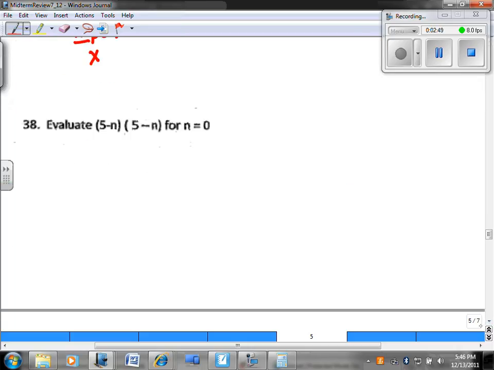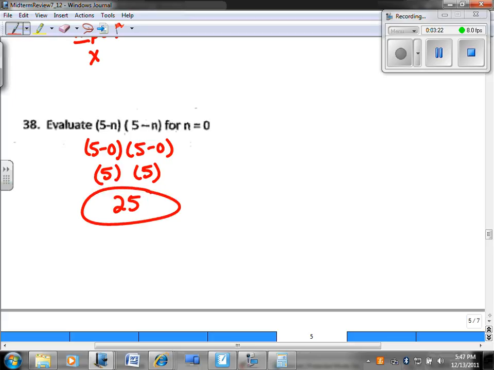Okay, 38 asks us to evaluate the quantity 5 minus n times the quantity 5 minus n for n equals 0. Evaluate just means to plug in the values given. So we're going to have 5 minus 0 times 5 minus 0, because we want n equal to 0. So 5 minus 0 is 5. 5 minus 0 again is 5. So we're left with 5 times 5, and that gives us 25. So our answer is 25.